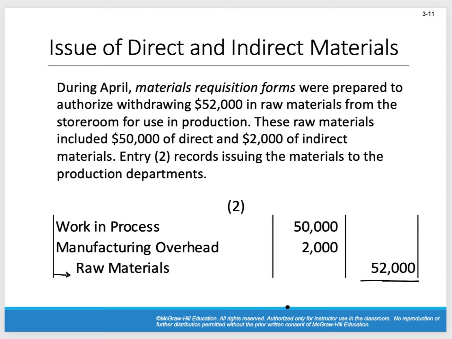But remember, debits and credits have to equal. Well, I need to remember that direct raw materials flow to WIP. Indirect materials flow to the manufacturing overhead account. I'm increasing both of these accounts. They're assets. I need to increase them with a debit. So I'm going to debit WIP for 50,000, and I'm going to debit manufacturing overhead for 2,000. This is journal entry 2.